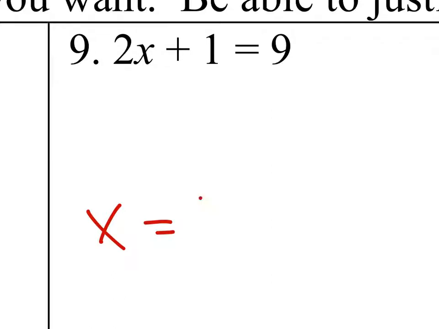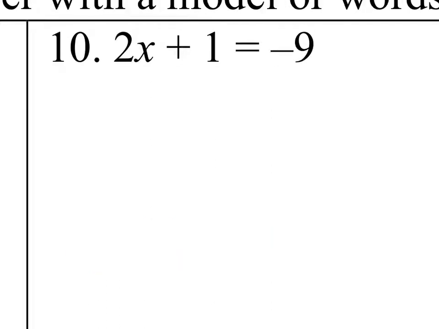4. 2 times 4 is 8 plus 1 is 9. But then it changes this and makes that a negative 9. So 2 times some number plus 1 is negative 9. Then we want to figure out what the number is. So what would that number be? Very good. That now is negative 5 right here.